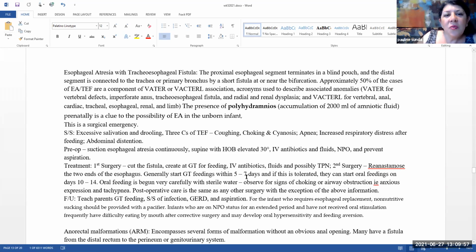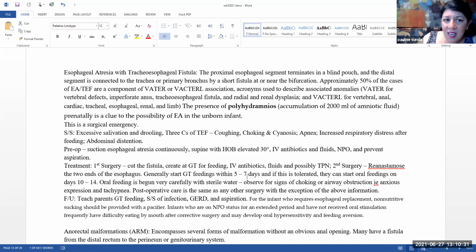Esophageal atresia with tracheoesophageal fistula. Here, the proximal esophageal segment terminates in a blind pouch, and the distal segment is connected to the trachea or primary bronchus by a short fistula at or near the bifurcation. If you take a look in your textbook, you're going to see quite a few different pictures; there are quite a few different versions of this particular defect. So please feel free to take a look at those.